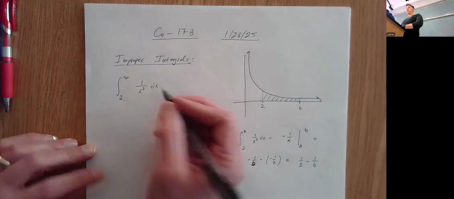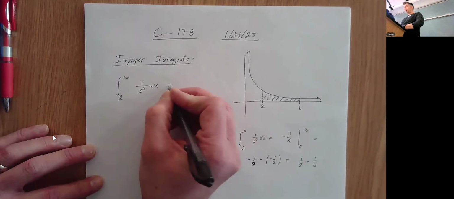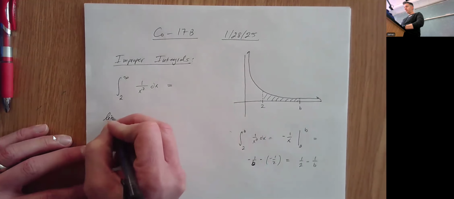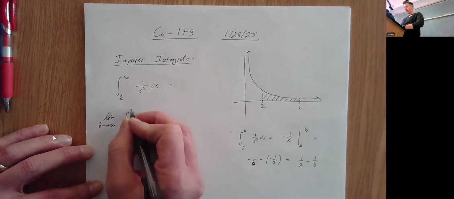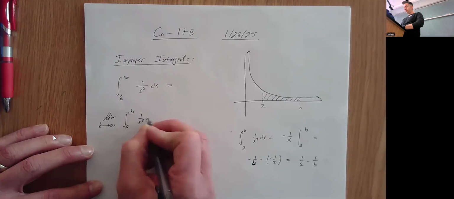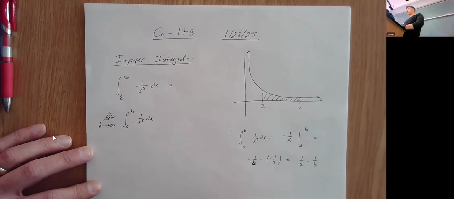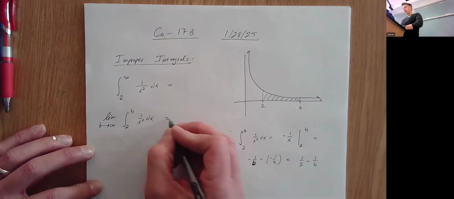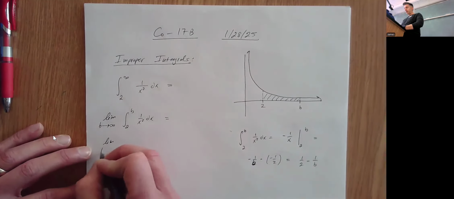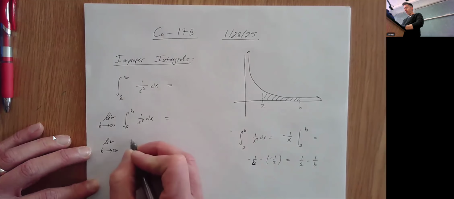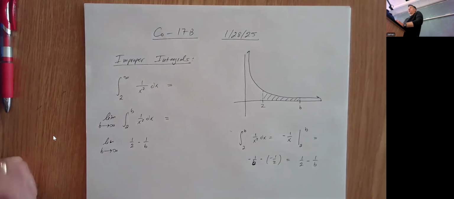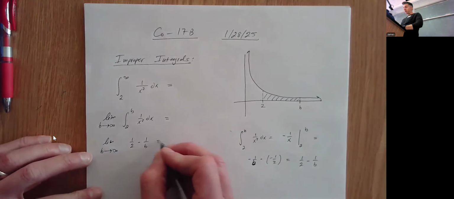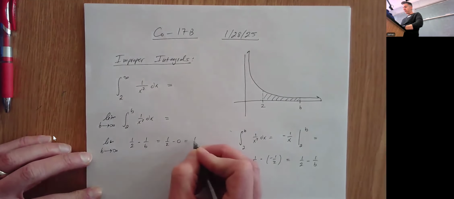So the way we actually deal with an improper integral, say, great, this is going to equal the limit as b approaches infinity of the integral from 2 to b of 1 over x squared. We're going to do the integration and plug in limits of integration. We already did that work, so I don't think we need to repeat it. Just say, great, that's equal to the limit as b goes to infinity of 1/2 minus 1 over b. And then we take the limit and we get 1/2 minus 0, which is 1/2.